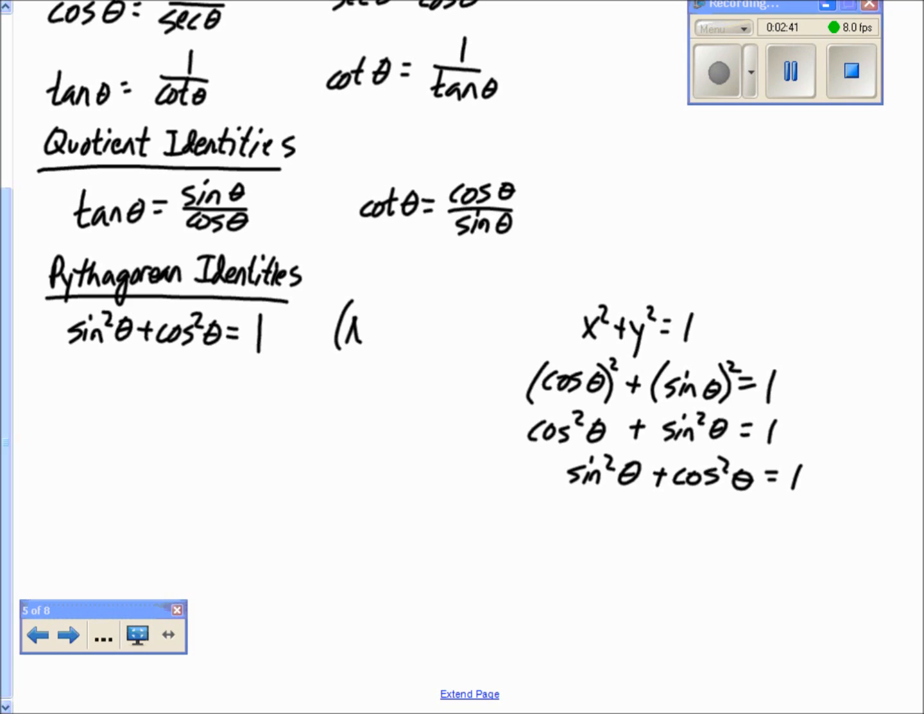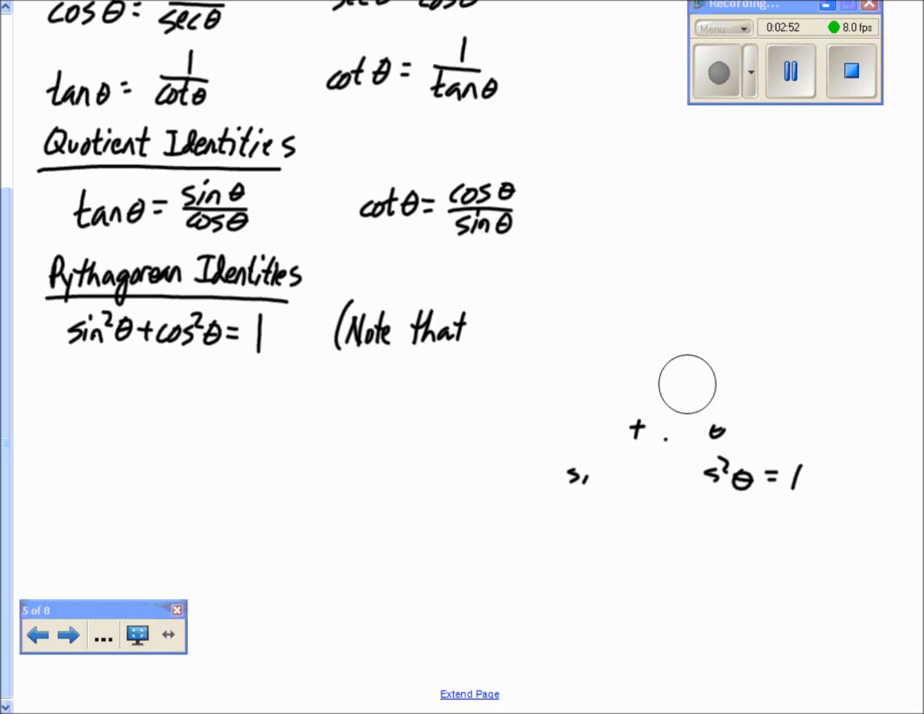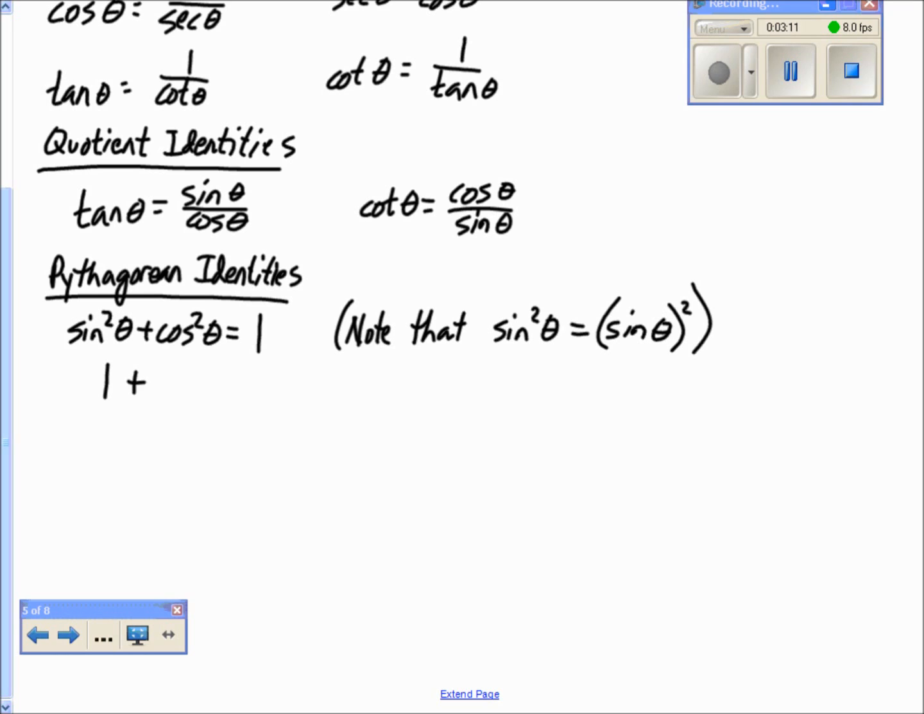And again, note that, let me erase this other stuff here. Not working. There we go. Note that sine squared theta is the same as sine of theta quantity squared. So that's your notation for that, right? So sine squared plus cosine squared theta equals 1. That's a really biggie. You gotta memorize that.